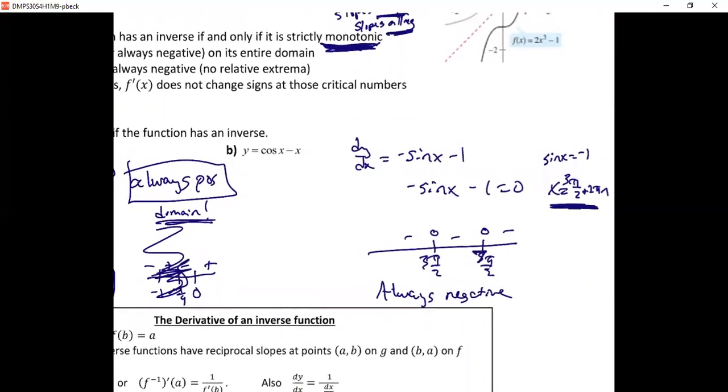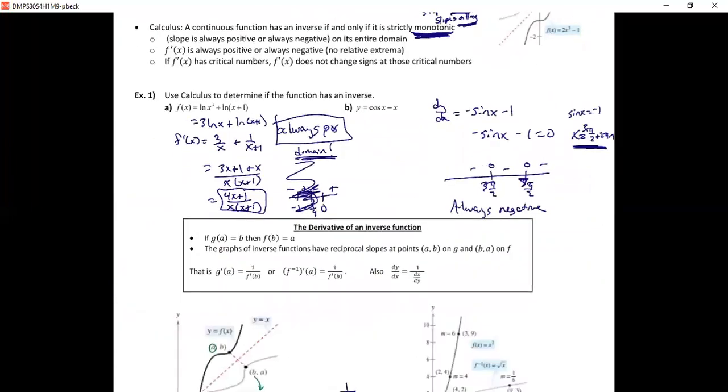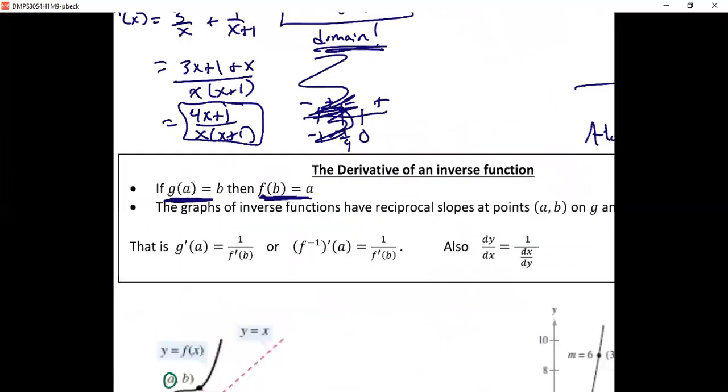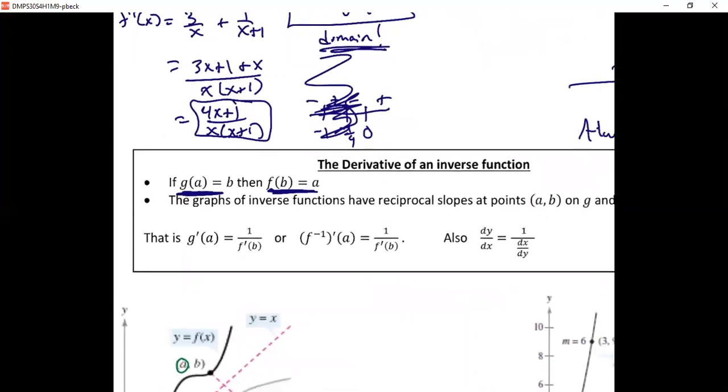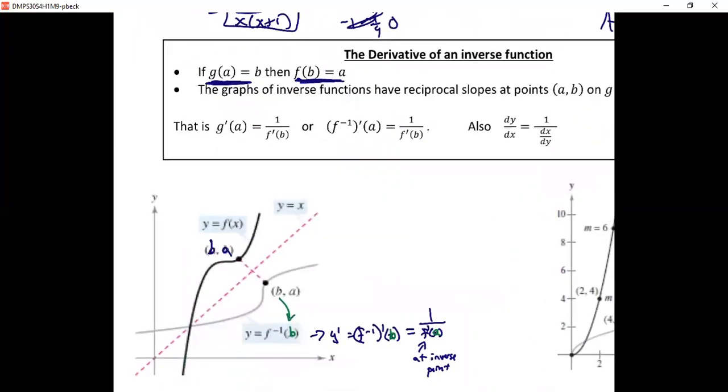All right, derivative of the inverse function. We know that the points of inverse functions are going to be reflections over the line y equals x. Something that I did in class, I'm going to call this b comma a and this a comma b, just because it's a little bit more consistent with the notes that I have down at the bottom. So a comma b, if a comma b is on a function's inverse, b comma a is on the function.